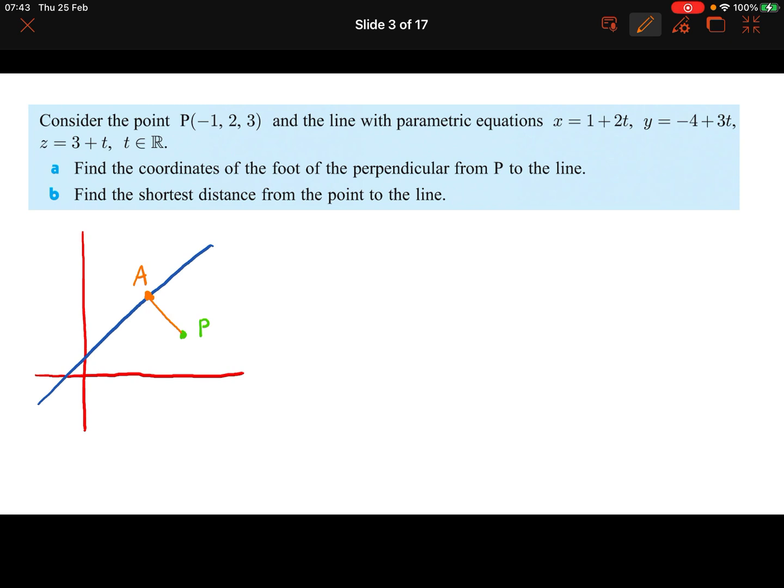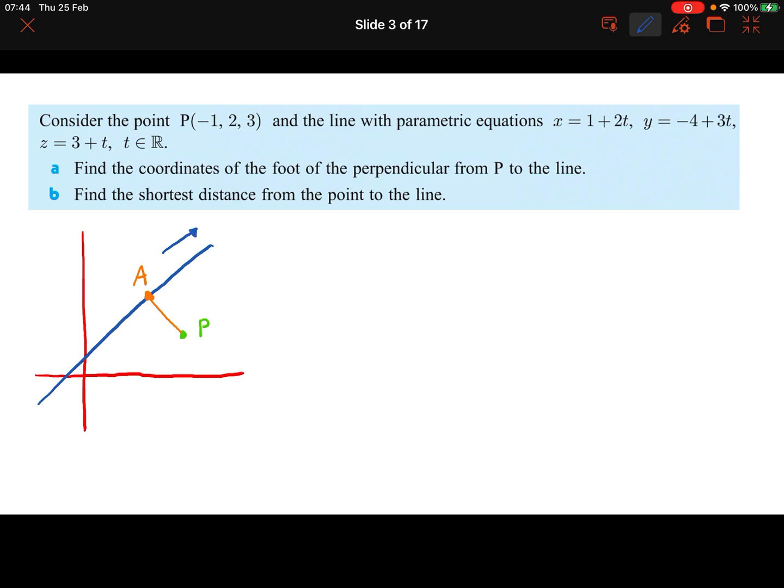So first of all, part A is asking me where is that point A, and part B is asking me what is the distance AP. So how are we going to find out what point A is? The first thing we need to know is what the direction vector of this line is.